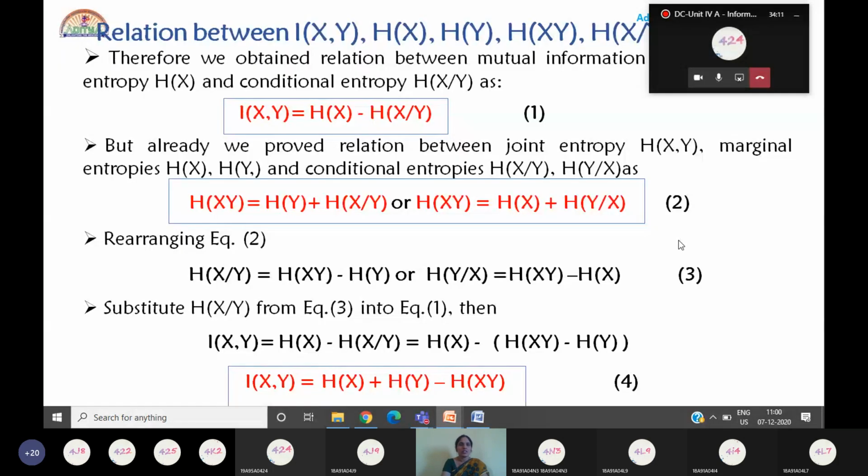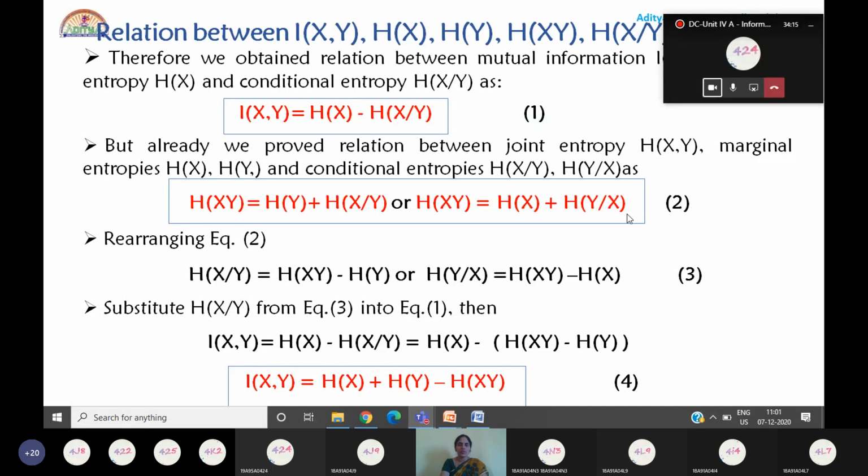Please replace that. Here already we know the relation shown in equation 2, and equation 1 is the relation between the average of mutual information, H of x and H of x by y. That's what we obtained in the third property. So using equation 2, already proved, we can replace H of x by y here. From the first relation, H of x by y is H of xy minus H of y. Upon substituting, you will get equation 4.